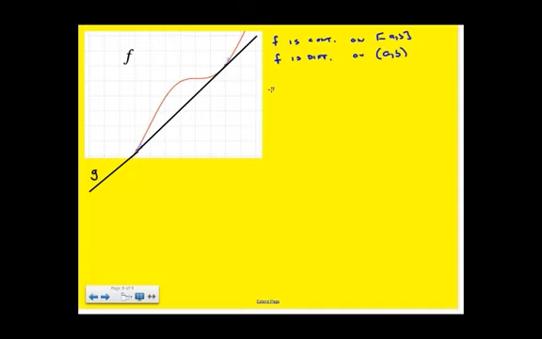Okay, and we're going to construct a function here. We're going to create a function called h, and h will be equal to f of x minus g of x. Okay, in other words, the y value of f minus the y value of g is what this function h is doing. Now, there's a couple things to notice.